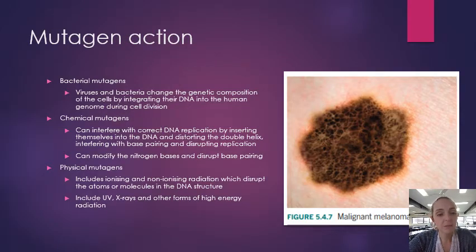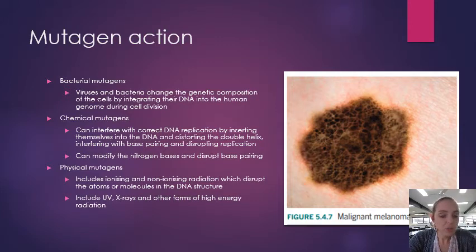So to summarize some of these, with our biological mutagens like viruses and bacteria, they're going to change the DNA of the human because they actually integrate their own DNA into our structure. And if you imagine that, you could end up with a random bit of DNA in amongst your DNA that's going to stop a sequence of bases from being read properly.